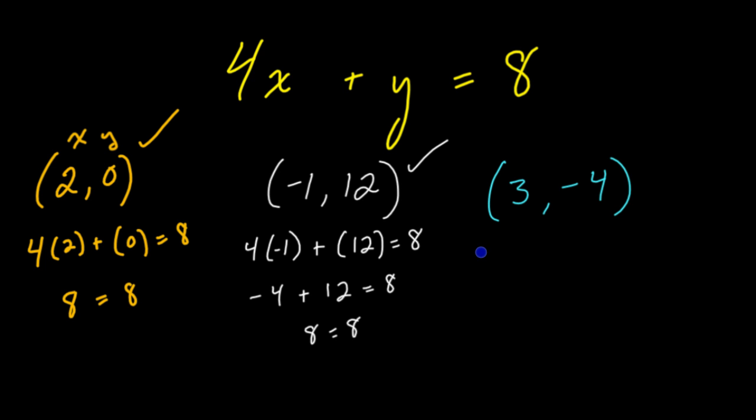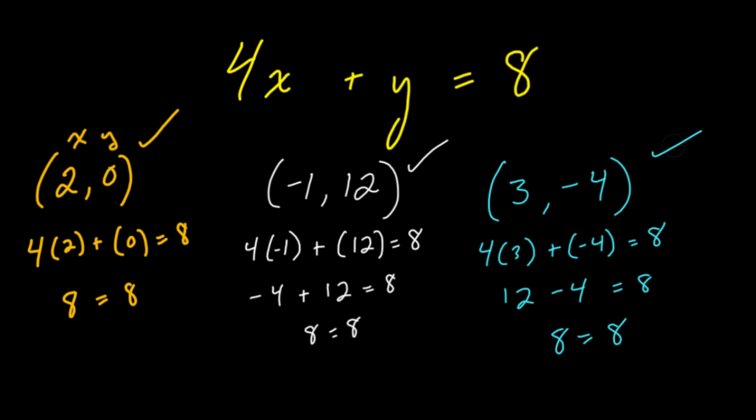That's another point that satisfies the equation. We've got a third one here, (3, -4). Plug that in, see if that makes the equation true. 4 times 3 is going to give us 12. 12 plus -4, really 12 minus 4, does equal 8, so that one also works. We can keep going with this forever, but for our purposes, we'll stop there.